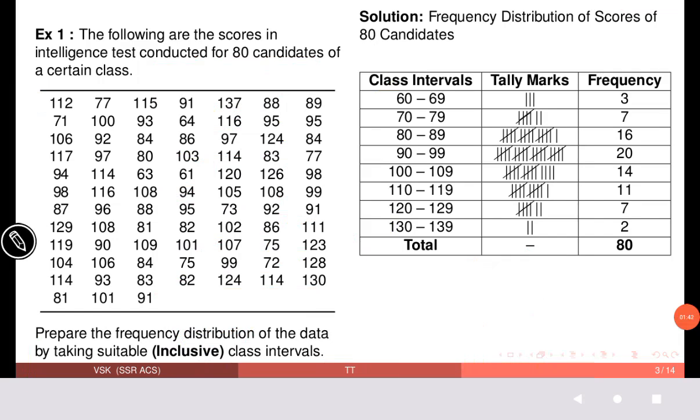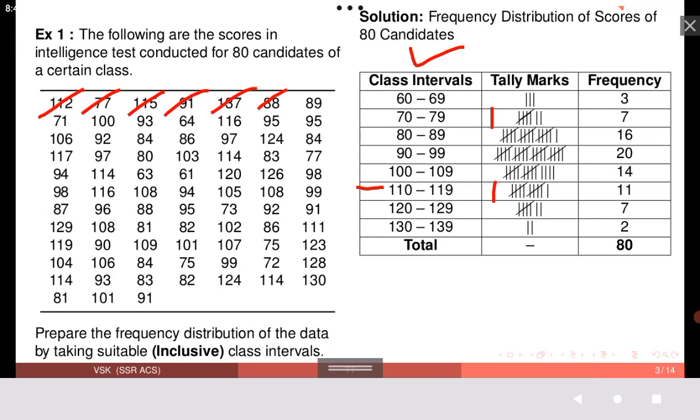Once these class intervals are taken, then all these values will come one by one in some class interval. For example, 112 will come over here, and for that purpose we'll write a vertical line that is called a tally mark. Then 77 will come between 70 to 79. In this way we will make a vertical line. All these values, all this data, will come in some class interval, and that we will write under the heading tally marks, and we'll write the vertical lines for this.